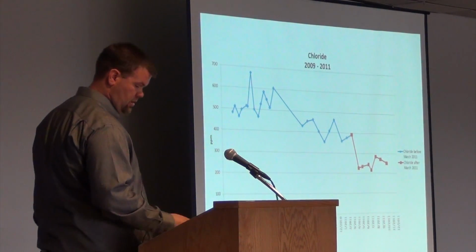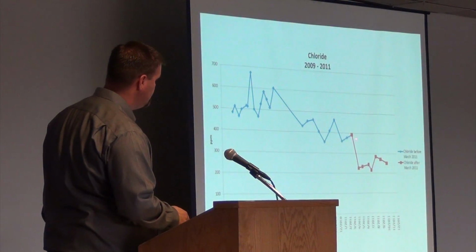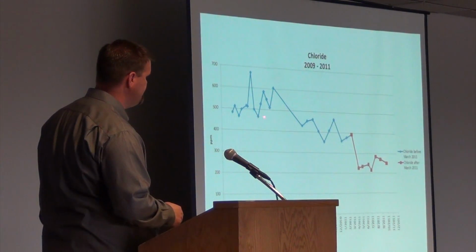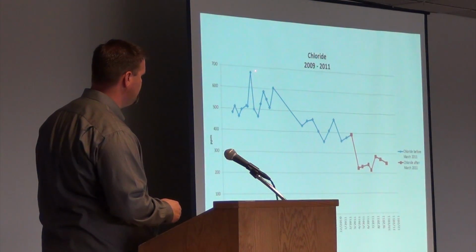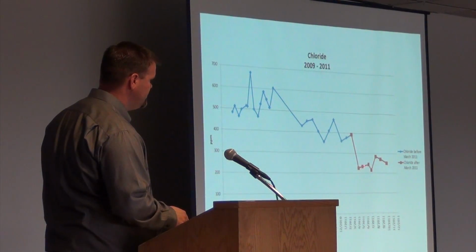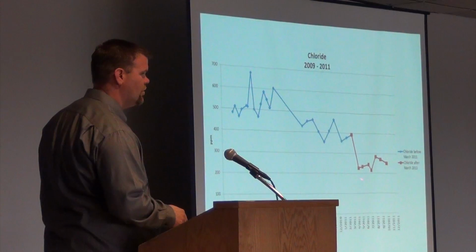So our treatment plant, the water treatment plant, went online in March of 2011. This is St. Peter's monitoring your chloride. They're bouncing around 500 up almost to 700, 400. That treatment plant went online right there, and you see that it dropped 200 to 300 milligrams per liter of chlorides.